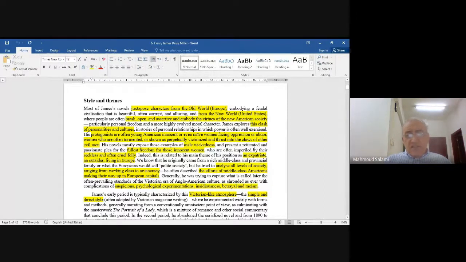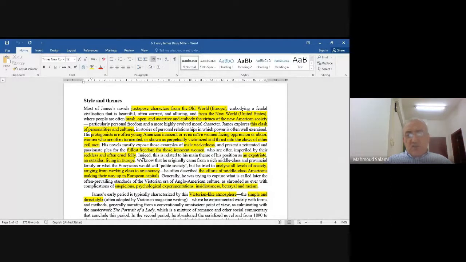Notice the present, reiterated and passionate plea for the fullest freedom for those innocent women who are often imperiled by their reckless and often cruel folly, because they are shown as weak women, maybe not really aware of things, so they could be seen as naive, even stupid. This is maybe a negative image of women as simple and naive. Maybe many of us today would reject this view, but this is the idea. It is a typical Victorian attitude, with the man in the strong position and women in the weak position, and here he showed this.